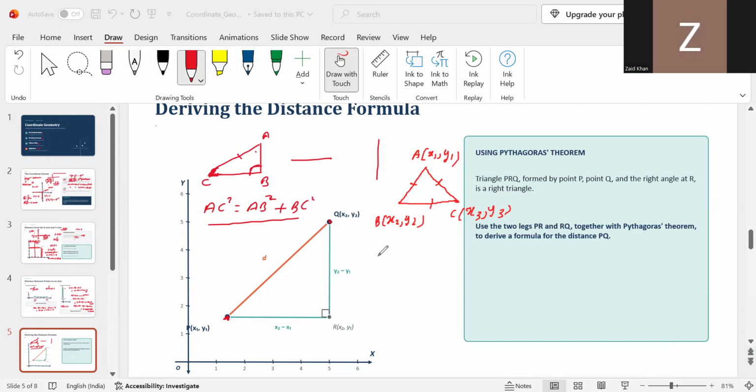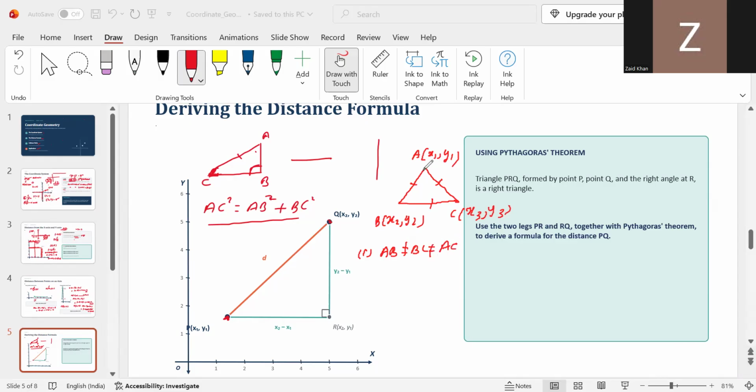There are 3 types of triangle in terms of sides. First is scalene, second is isosceles, third is equilateral. What is a scalene triangle? If AB is not equal to BC is not equal to AC. If all the 3 sides are not equal, this is a scalene triangle.